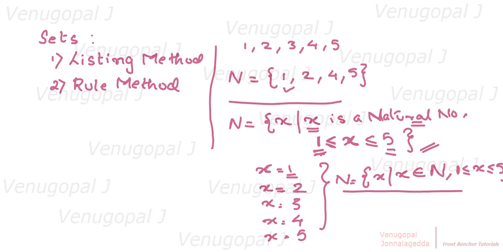So I think I have gone too much to the corner. Let me write it here. Yeah, N is equal to x such that x is an element of natural numbers, and with a comma I separate it as 1 less than or equal to x less than or equal to 5.